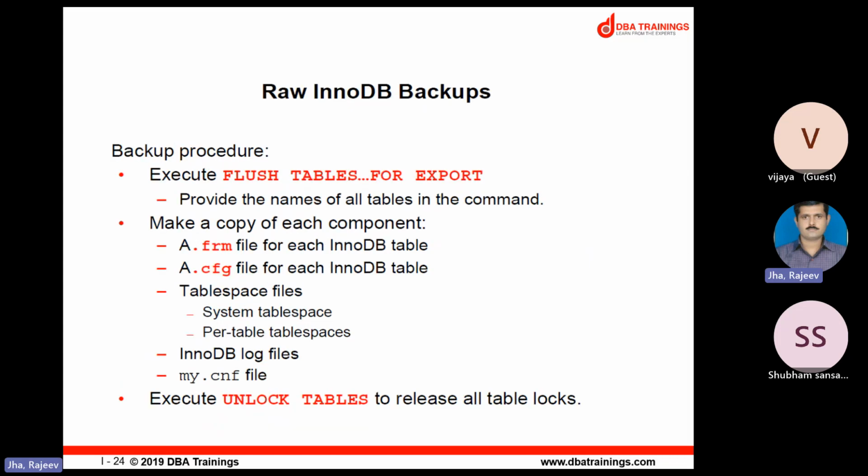Another backup type we have is InnoDB backup. InnoDB backup is another tool that will take the backup of InnoDB. This is called a raw backup operation. Got it? This has been made especially for InnoDB. In the backup procedure, it will execute flush table and do the export internally. They will make a copy of each component, like the FRM file for each InnoDB table and the configuration file for each system tablespace. So that way they are taking the backup. It is like a raw backup operation, which you can use for a complete InnoDB backup. This is the usual case of the InnoDB table.